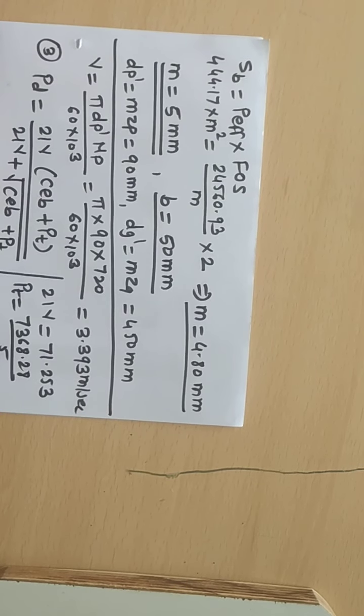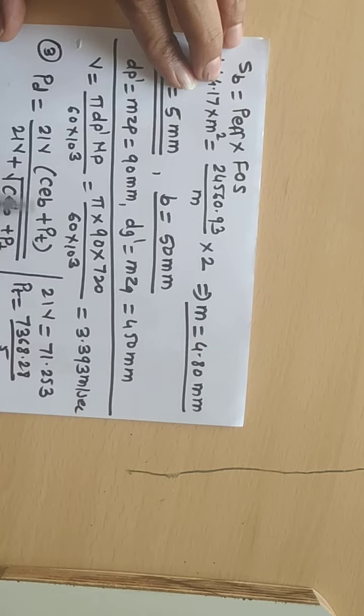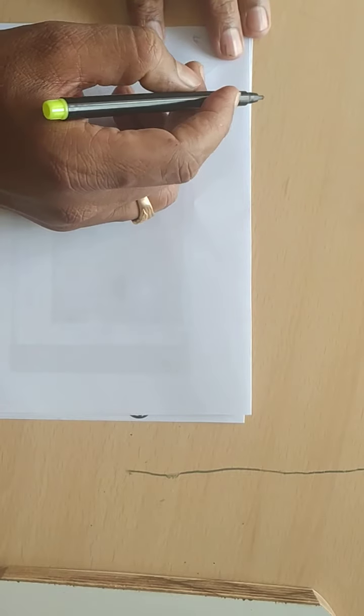Already we are calculating in terms of M. Now put the value of M, that is 5 mm, it is 1473.66. Now find out the value of CEB plus PT. All the values are given in the numerical. You have to first find out CEB plus PT.